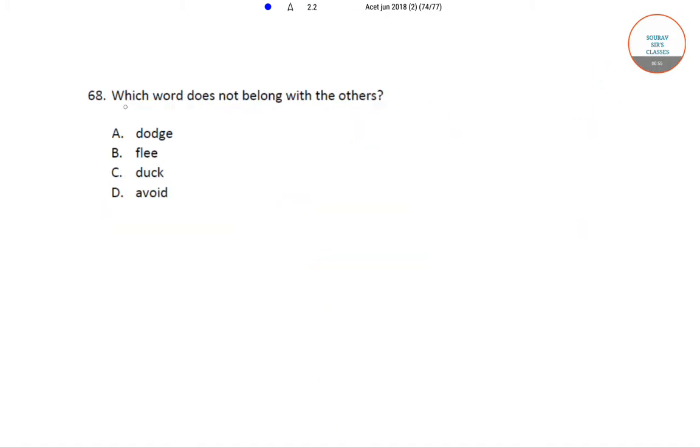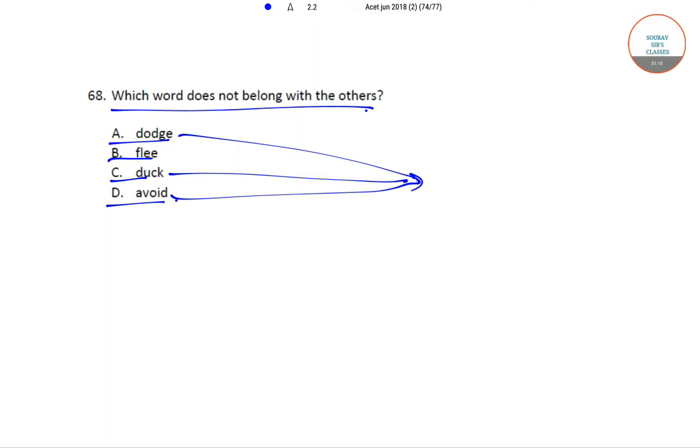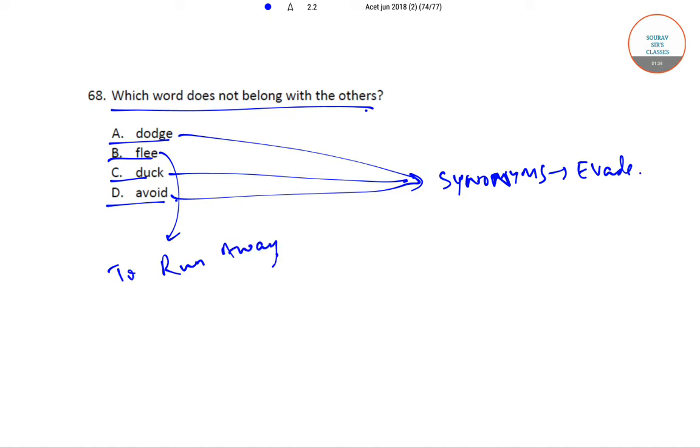The next question is, which word does not belong with others? Option A dodge, option B flee, option C duck and option D avoid. Now dodge, duck and avoid are synonyms of evade, whereas flee means to run away. So option B is the correct answer.